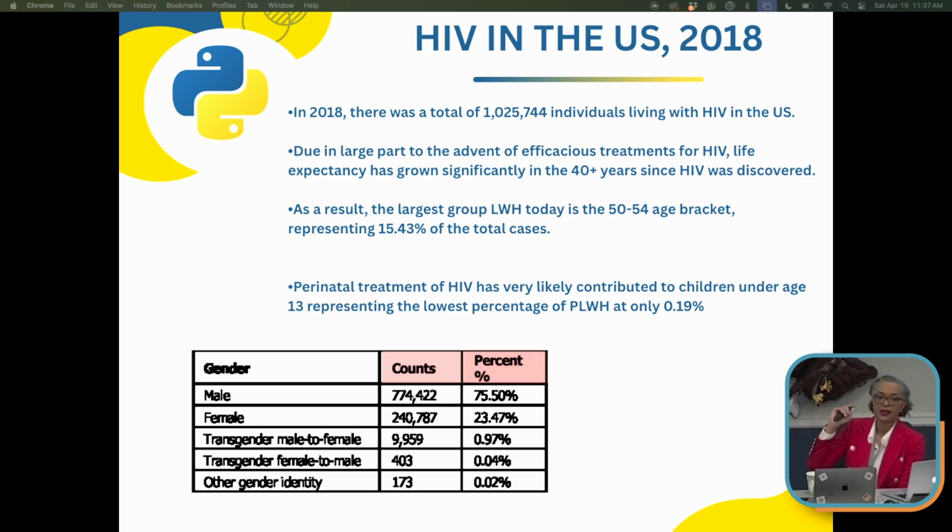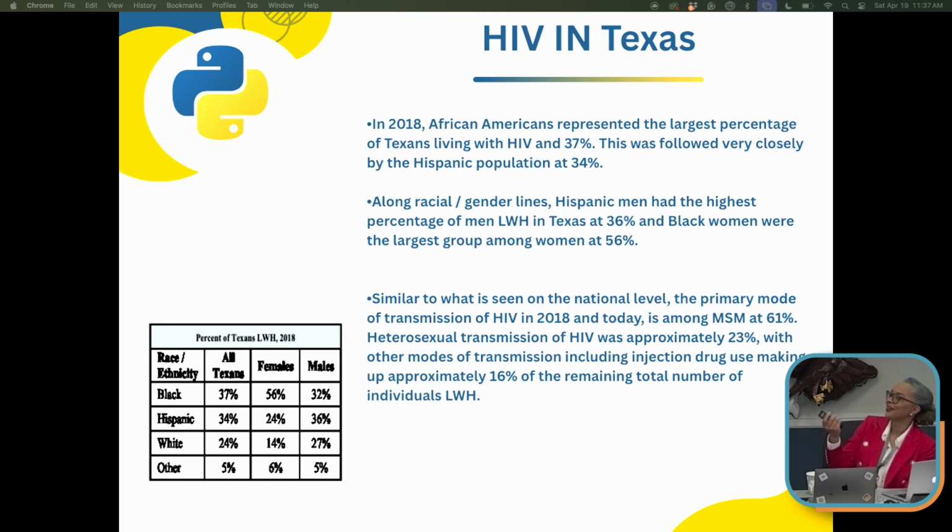So what I have here is just a table with information about HIV in the United States. And as you can see, there's really no pizzazz to a table. I mean, you could create this in Excel. And again, it doesn't really move people the way visualizations do. And so I can't wait to show you some of those moving visualizations a little bit later. All right. Now, HIV in Texas.